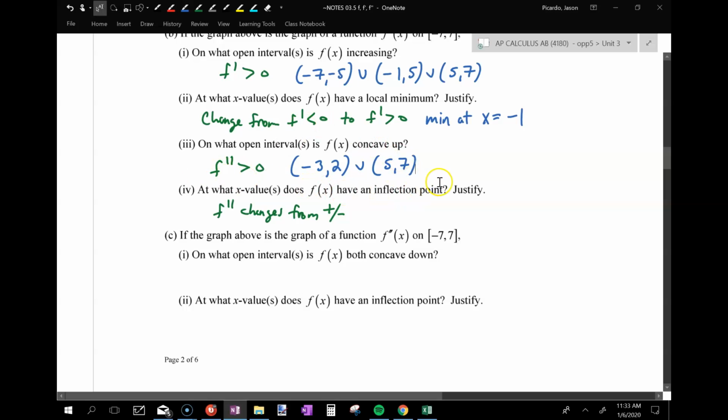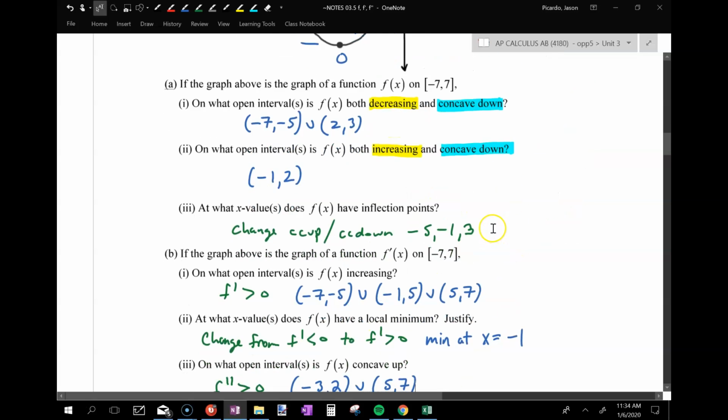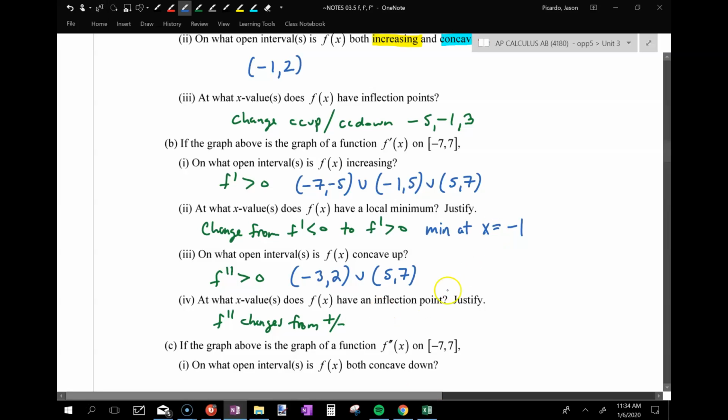And then when do I have an inflection point? Anywhere I change from a minus to a plus or a plus to a minus, right? Well, minus to a plus to a minus to a plus. I got inflection points at -3, 2, and 5. Cool? All right.